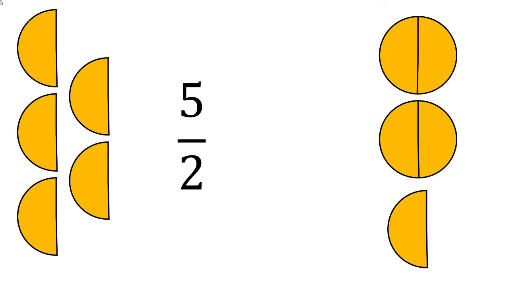It's still the 5 halves, but they're just grouped differently. So what we've now got is 1, 2 and a half left over, which we could write as 2 and a half. The whole number part first and then the fraction part second. And it turns out that these two things are the same. So when we talk about 5 halves, what we've actually got is 2 wholes and 1 half left over.